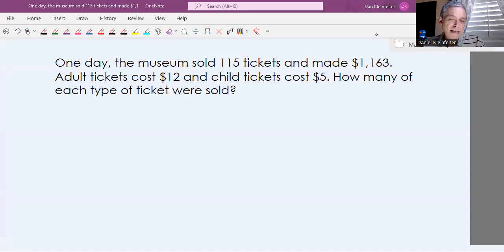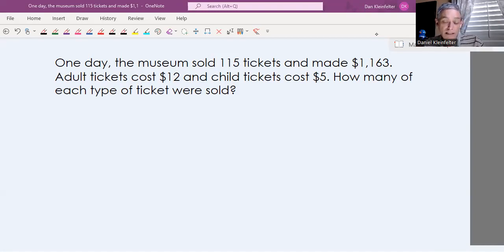All right, so our next example is from a category of mixture problems called a ticket problem. And ticket and stamp problems are really similar. I've chosen to do a ticket problem instead of stamps because we just don't use stamps very much anymore, right? So tickets. So here it says, one day the museum sold 115 tickets and made $1,163. Adult tickets cost $12. Child tickets cost $5. How many of each type of ticket were sold?